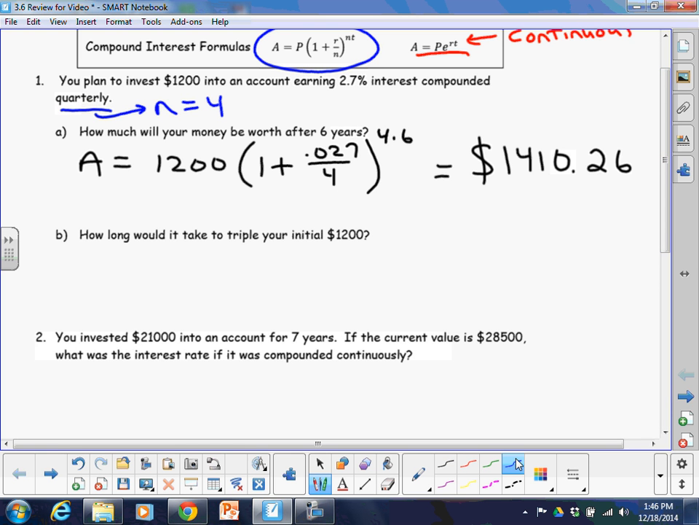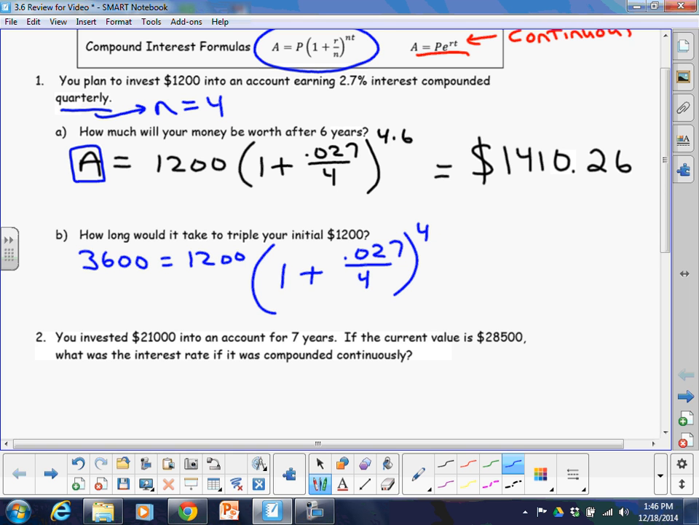Okay. Part B then, how long is it going to take to triple our initial money? So in that case, they're giving you an ending value that they want, and they want it to be 3 times the 1,200, so 3,600. And everything else we still know. We still started with 1,200, same interest rate, still quarterly, so 4 times per year. Now the issue is how many years, so our variable there is now T.